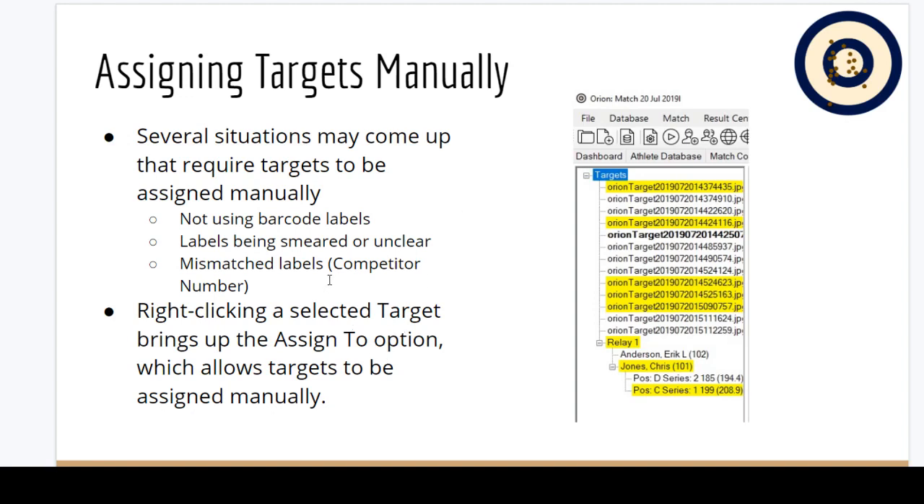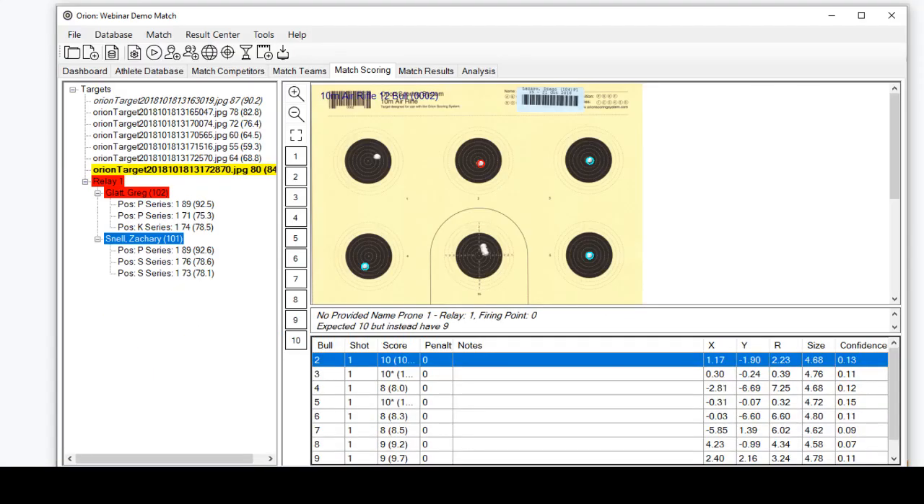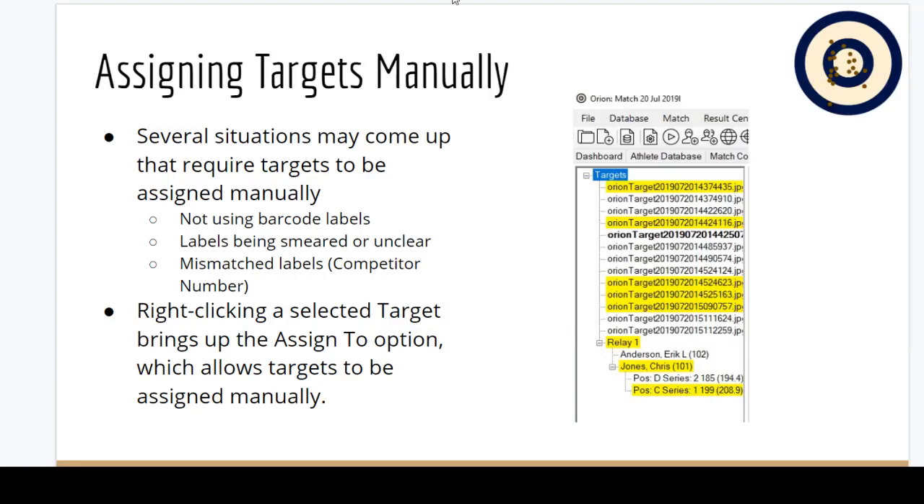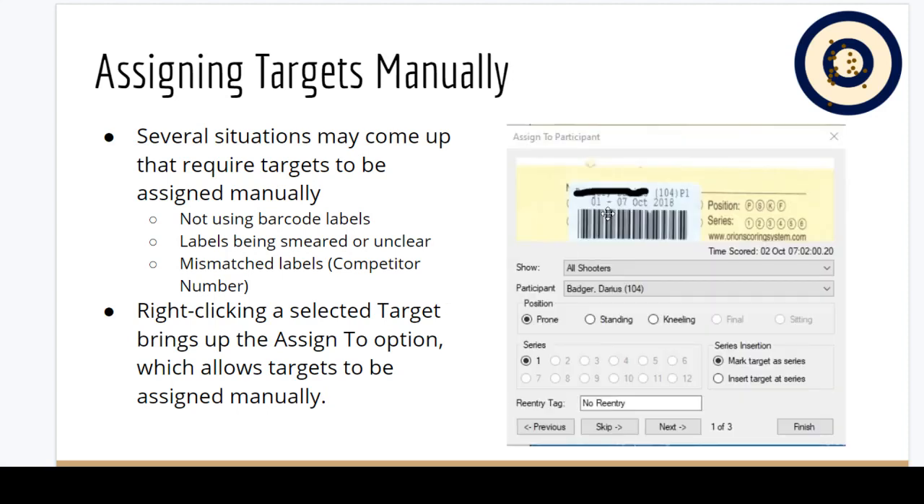So, for example, in our demo match, if I for some reason have targets that say 103, they're not going to be assigned to me properly. They'll instead show up here on the match itself. Right-clicking the target selects the Assign To option, which allows targets to be assigned manually. You can see that here.